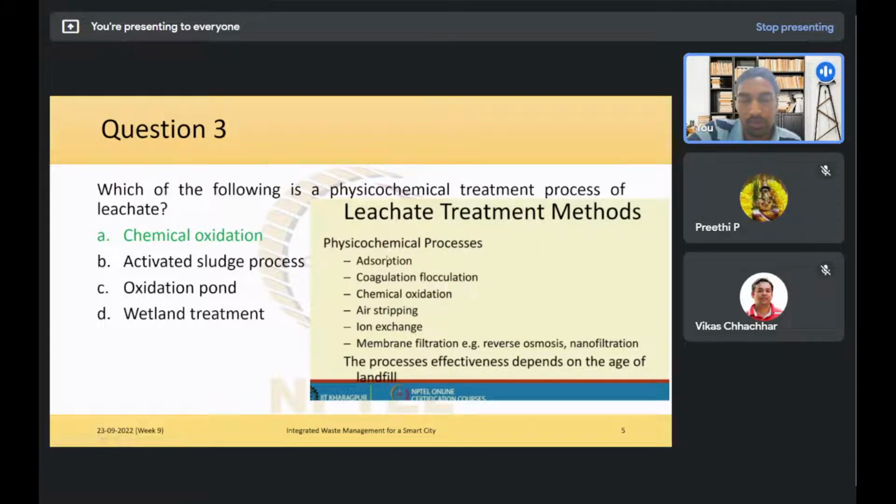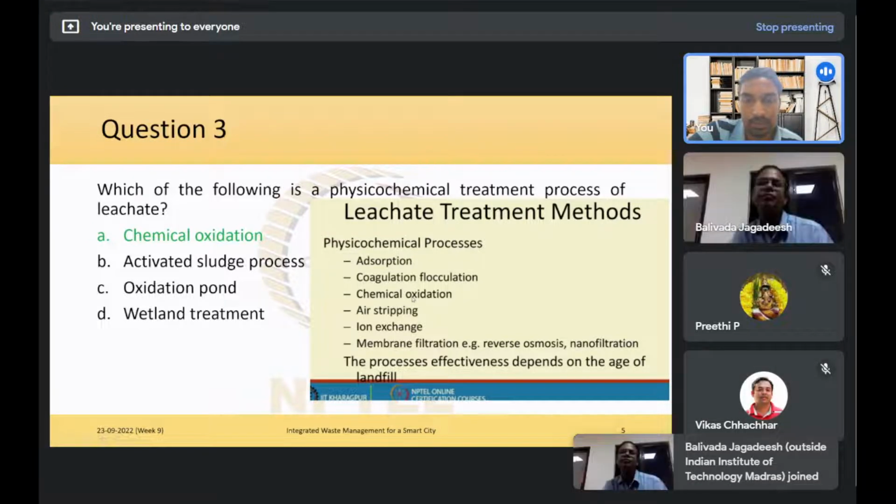Whereas we looked at other examples during lecture, for example, adsorption, ion exchange, membrane filtration. Sorry, adsorption and membrane filtration can be physical processes, whereas coagulation, chemical oxidation, ion exchange, these can be chemical processes, right? So these are the physicochemical treatment processes that we can use to treat the leachate. Okay, any questions?